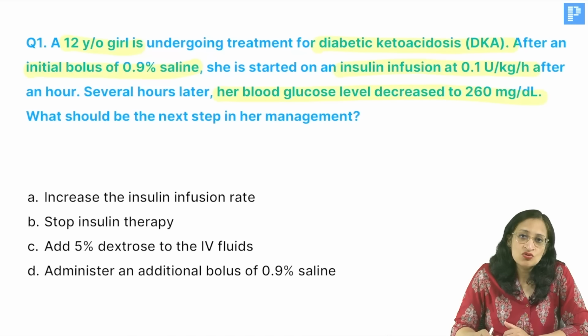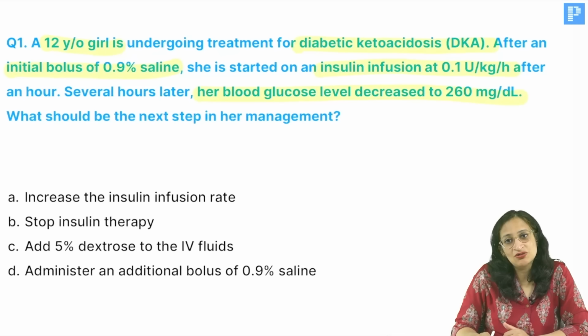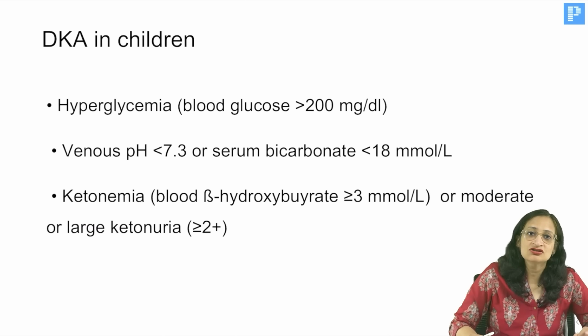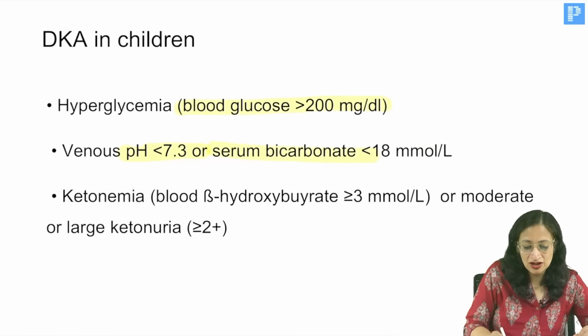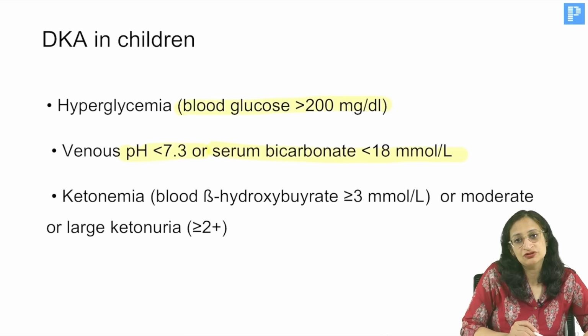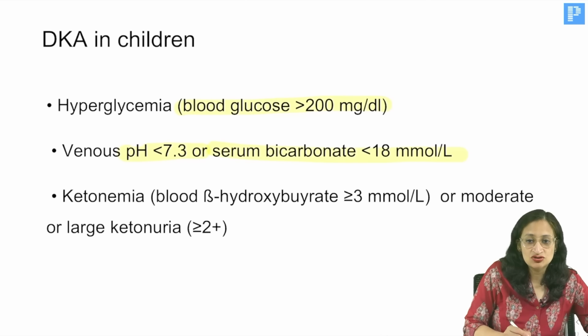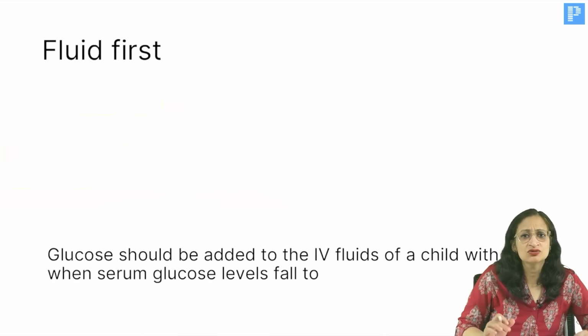Let us see how many of you are able to answer it. Meanwhile, we discuss DKA. DKA in children, how do you diagnose it? There has to be hyperglycemia, blood glucose more than 200 milligram per dl. There has to be acidosis, blood pH less than 7.3 or serum bicarbonate less than 18 millimoles per liter. And there should be evidence of ketonemia or ketonuria. That is how you diagnose DKA.